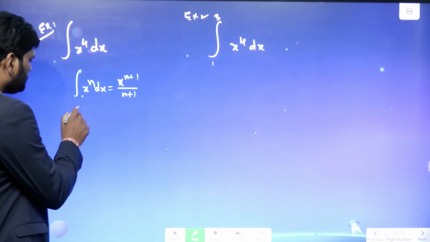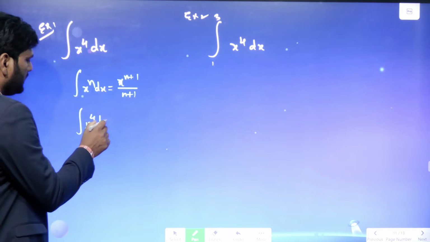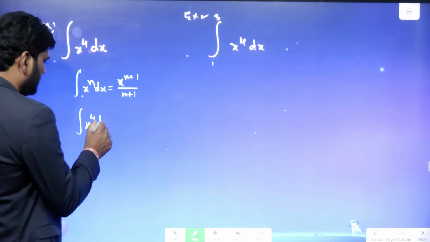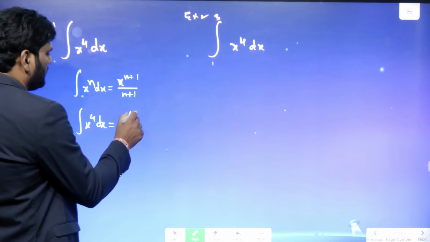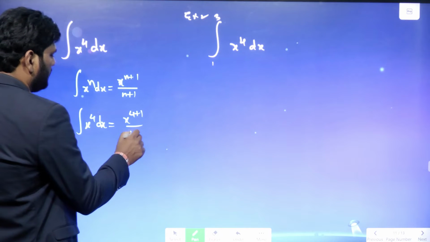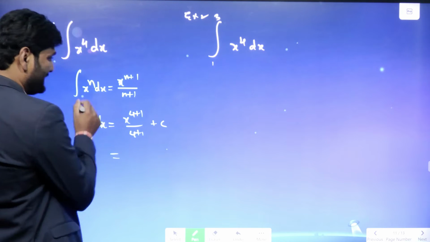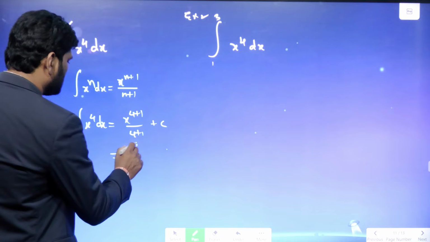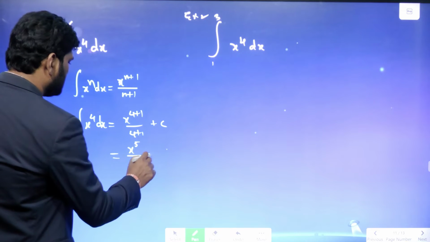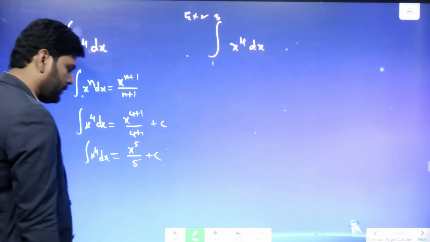Now the same formula you can use here. Integral x power 4 dx is equal to x power 4 plus 1 by 4 plus 1, plus c, which you must add because there are no limits. So the result becomes x power 5 by 5 plus c. This is your integration of x power 4 dx.